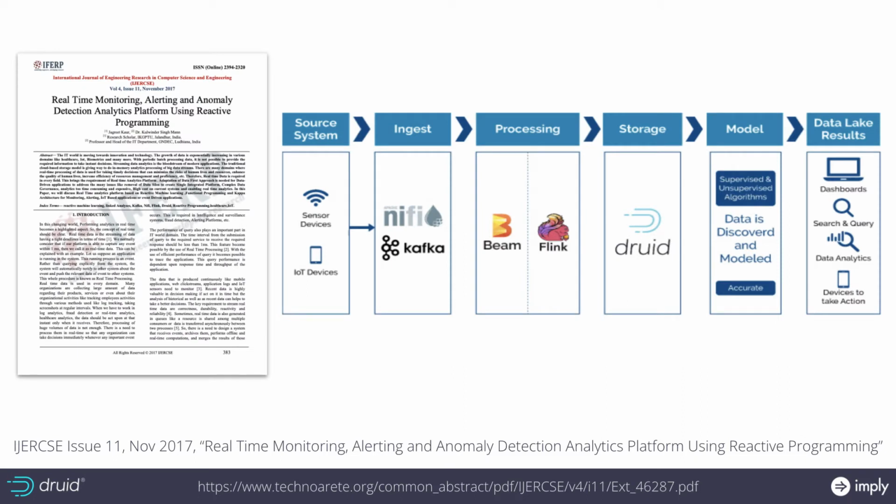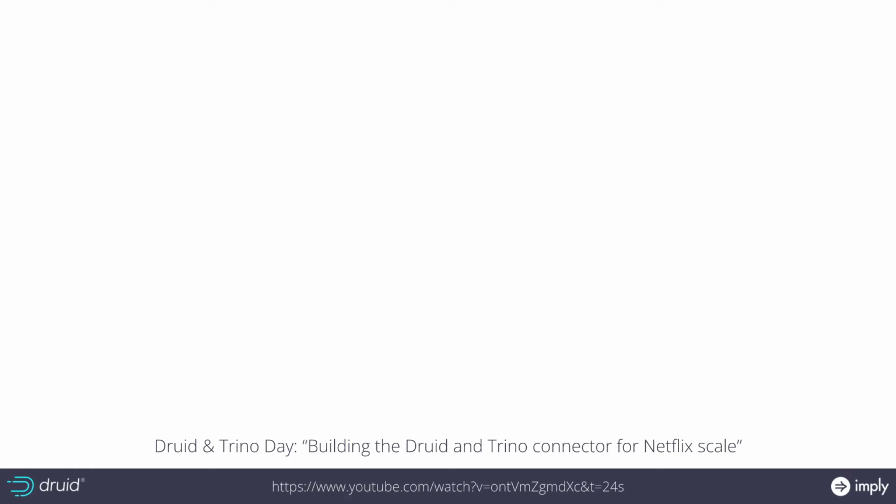Here's an example from the International Journal of Engineering Research in Computer Science and Engineering. It's from back in 2017, but the principles are the same. Here you can see they have NiFi and Kafka, and they're using Beam on top of Flink to handle the processing. Druid is this acceleration database. It's storing the data. It's allowing analytics for this hot user experience, which this time is for data scientists.